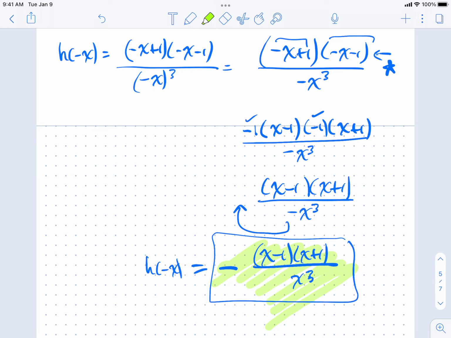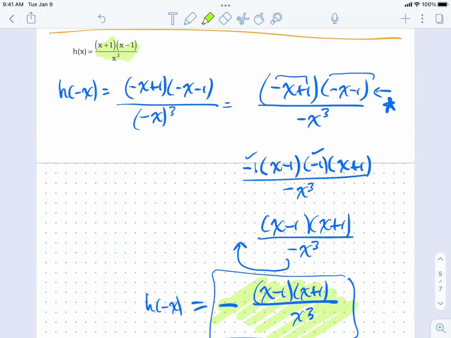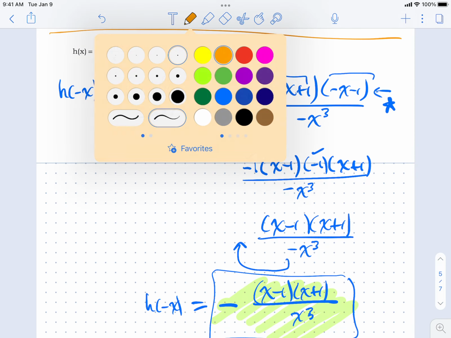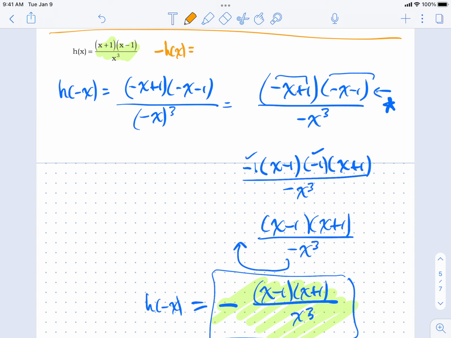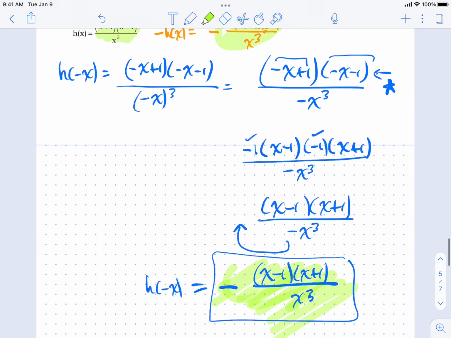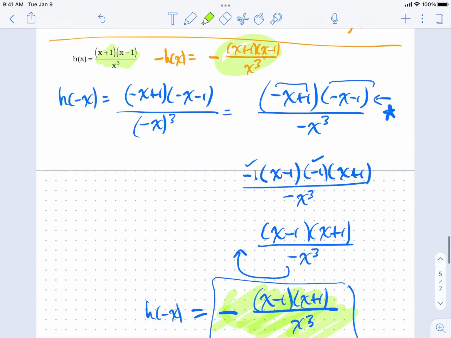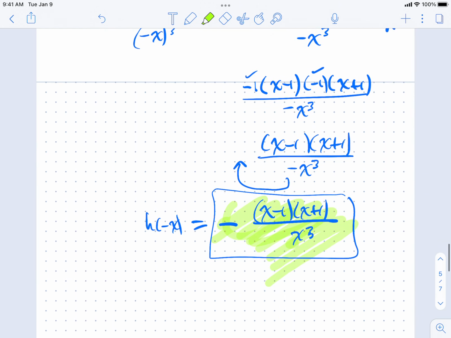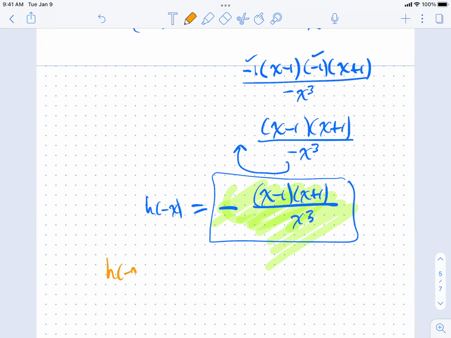Now compare that to what we started with, which was this. Is that the same? Nope. But notice that if I did the opposite of this, I'd have a negative in front, and then I'd have an x plus 1 and an x minus 1 over an x cubed. Is this the same as this? And the answer is, yeah, it is. The x minus 1 and the x plus 1 are in reverse order, but that's okay. You can multiply in a different order. It still works. This is the same as the opposite of what we started with. Therefore, we have actually proven that h of x is an odd function.